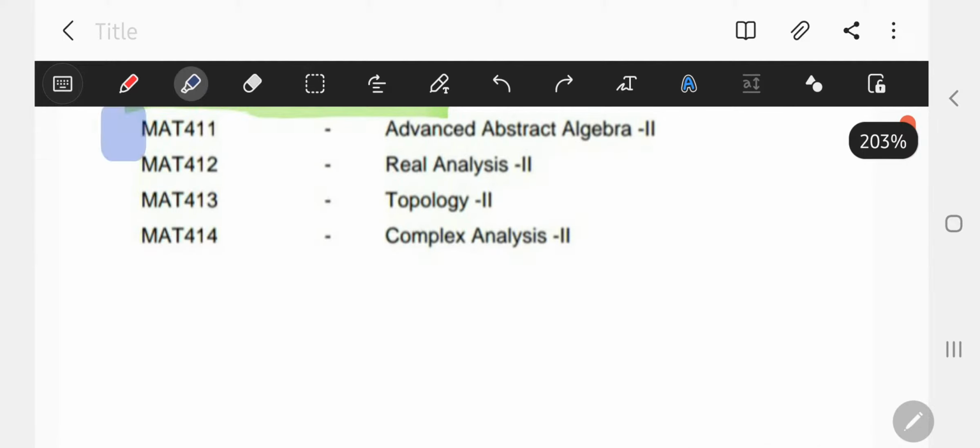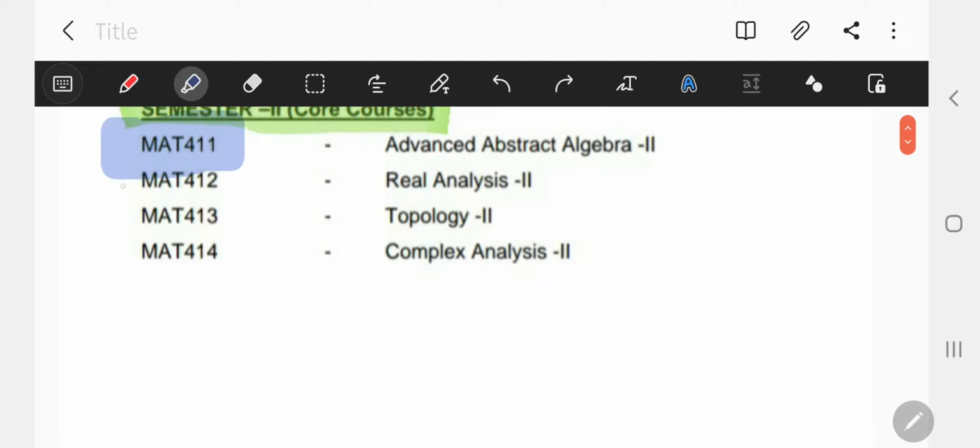First paper code is MAT411 and paper name is Advanced Abstract Algebra second. Second course code is M8412 and paper name is Real Analysis second. Third paper code is M8413 and paper name is Topology second.